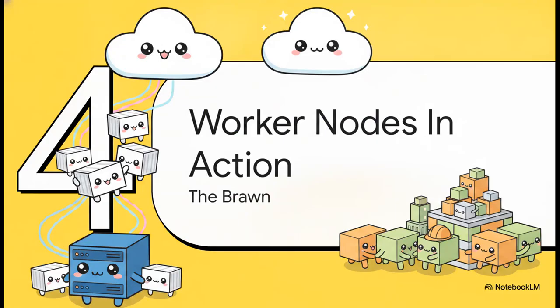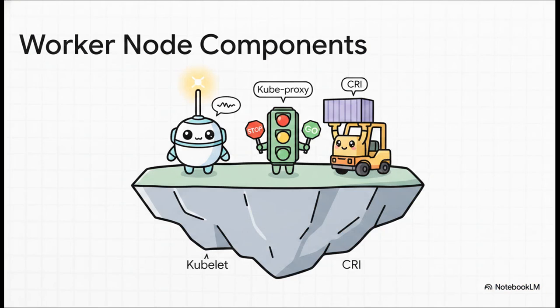Section 4. Worker nodes in action. So the control plane handles the management, but where does your actual application live? That's where worker nodes come in. This is the brawn of Kubernetes.